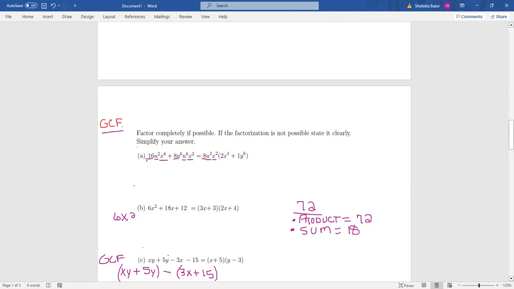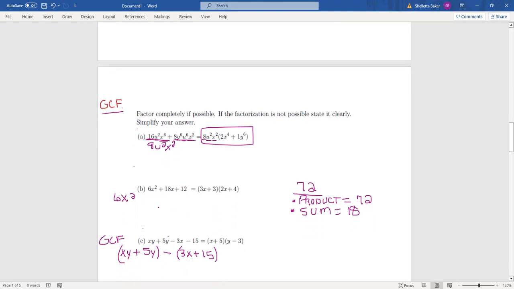And when we factor from both of these terms, remember that's the same as me dividing both of these terms by 8u squared x squared. What we get when we factor 8u squared x squared from our first term, we get 2x to the 4th power left over. When we factor from our second term, we get y to the 6th power. This is our answer. We don't have to have this 1 here. You can just write it as y to the 6th power.